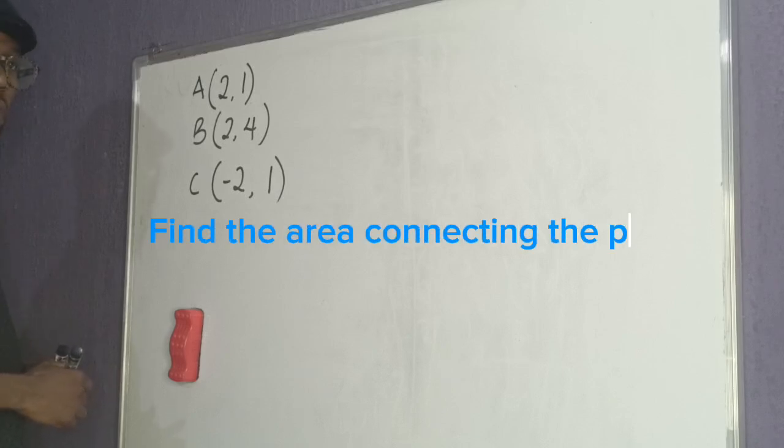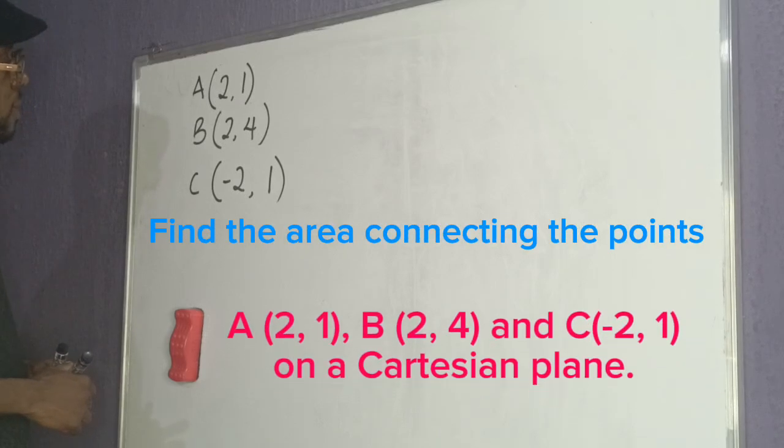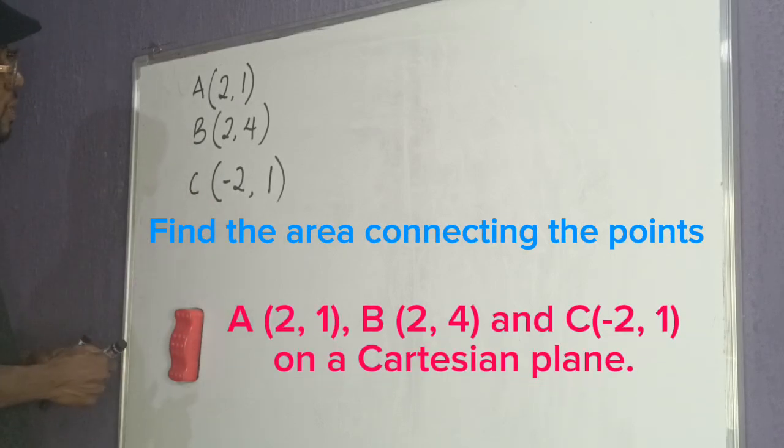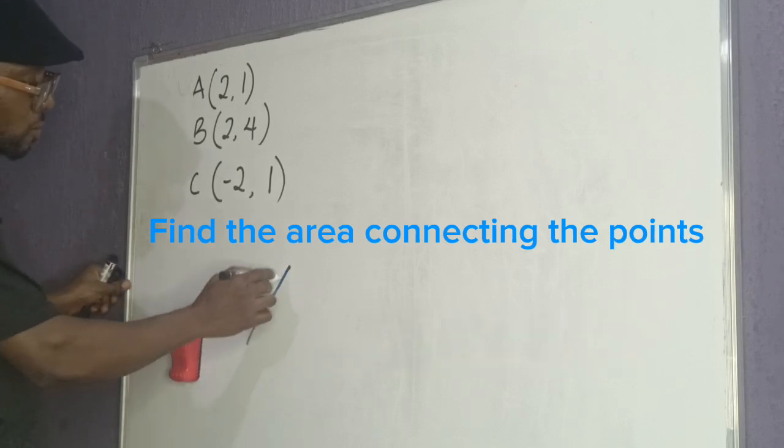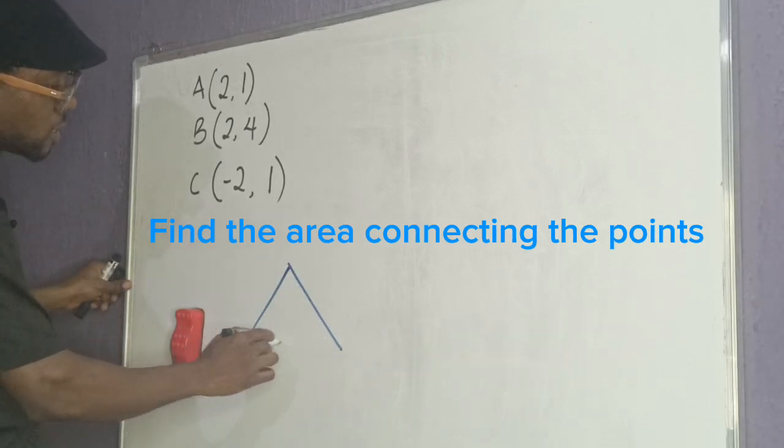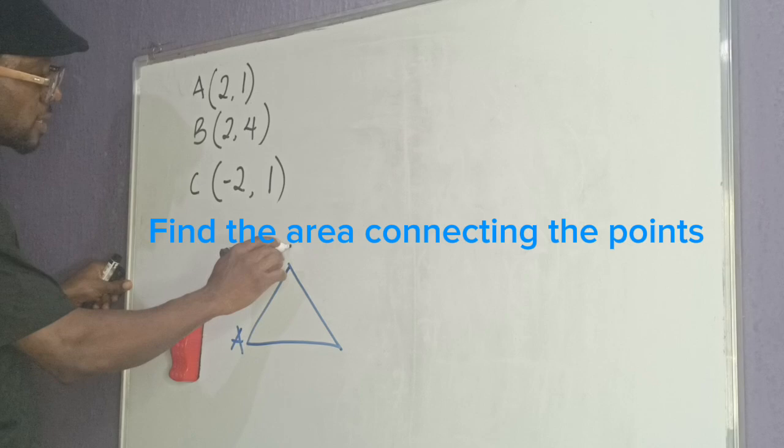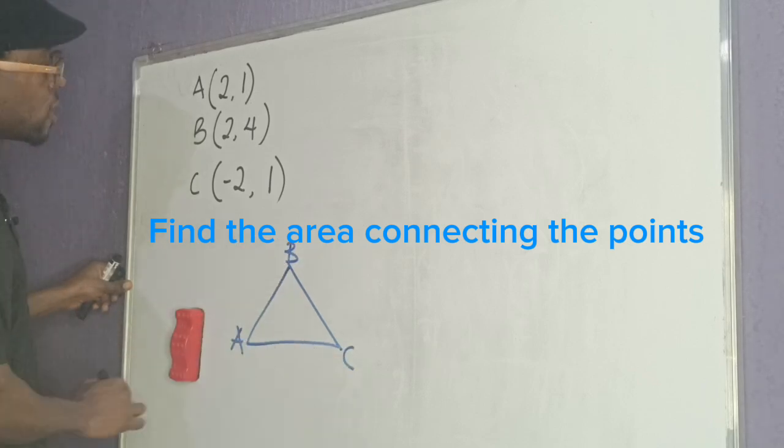Okay, friends, we are going to be doing this together. Now, friends, you must understand that when these points are connected, they form the sides of what? The triangle A, B, and C.